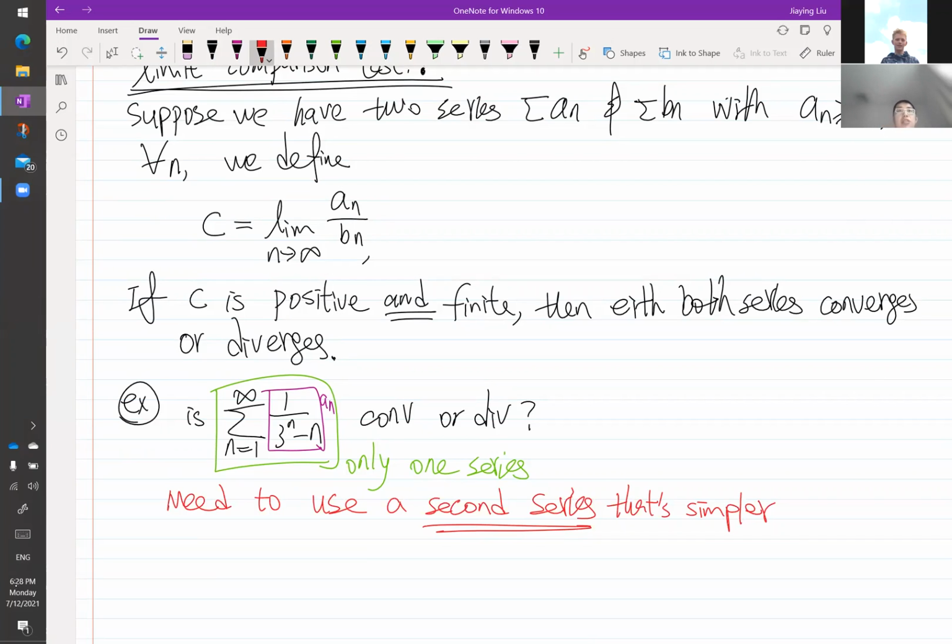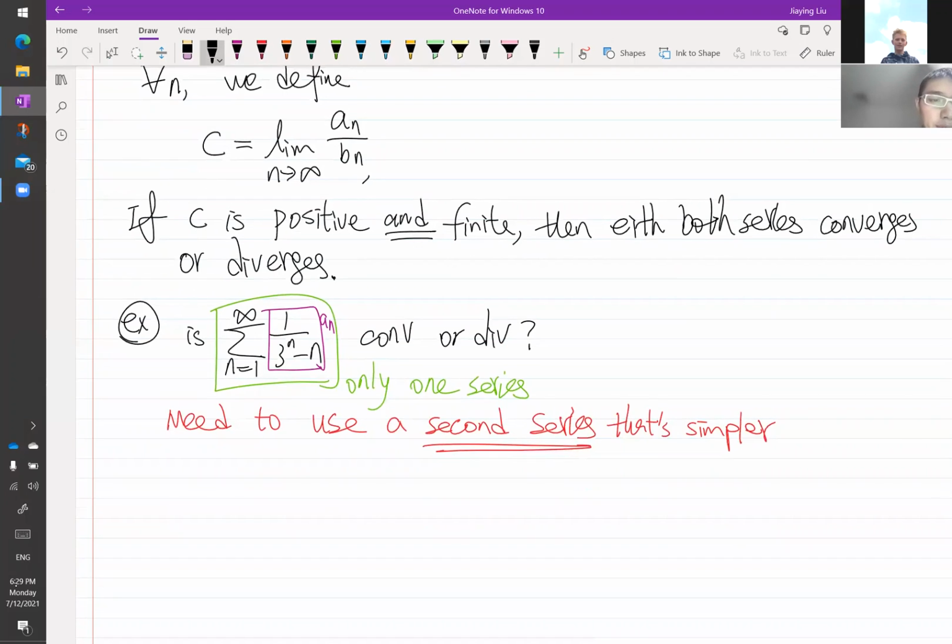So how do we find a second series? This is a trick that I sometimes use. It doesn't work in all cases, but it works for some cases when you have fractions. For me, I sometimes use just the leading terms of the numerator and denominator and use that to create a new series, and use that one as the second series. So in this example, the numerator only has one term, just 1, right? And then the denominator has two terms, 3 to the power n and then n.